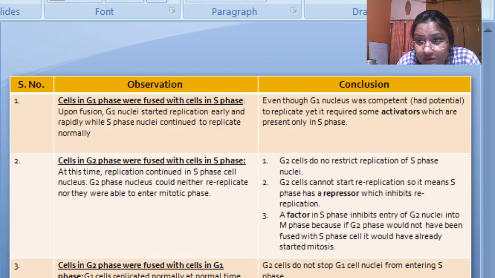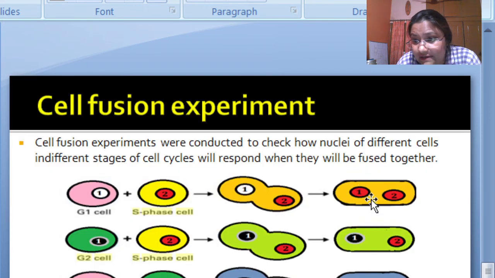So, what was the conclusion of that? Upon fusion, G1 nuclei started replication early, as we saw here, and rapidly, while S phase nuclei continued to replicate normally. Here we see that this one, G1 phase white colored nuclei became red. That means it entered into S phase readily. But S phase nucleus showed normal activity, normal synthesis phase.